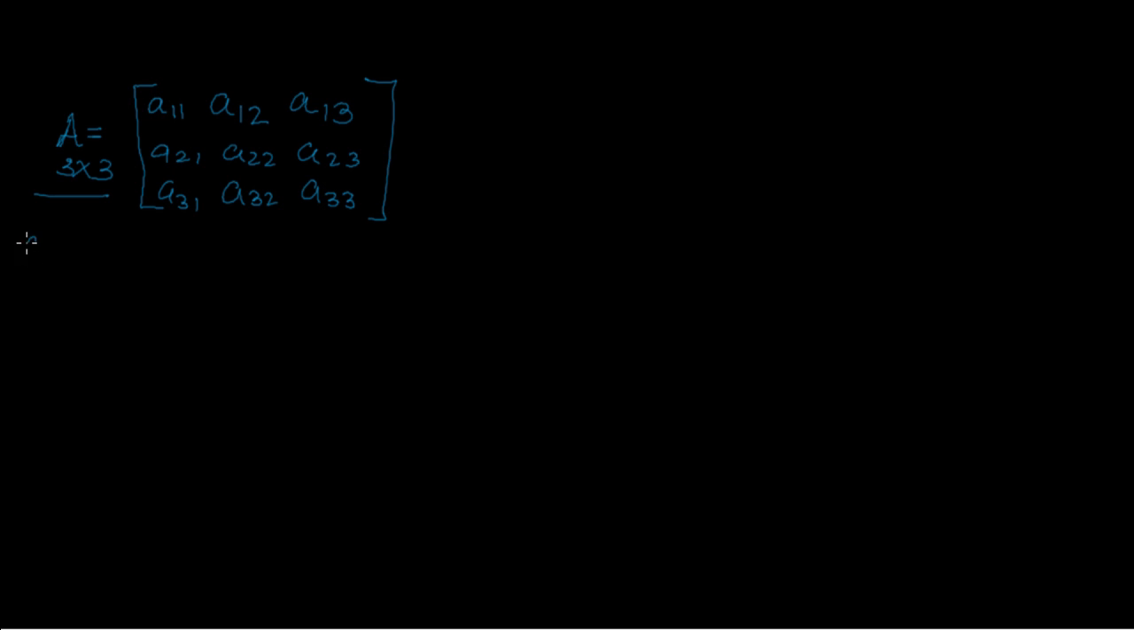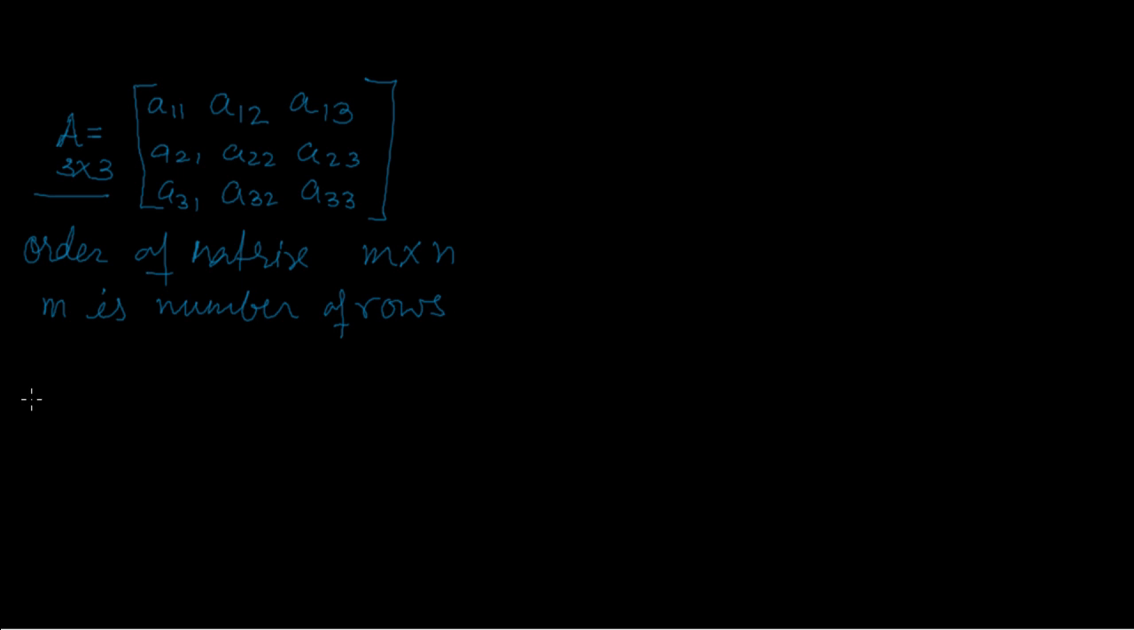Here the order of the matrix is M by N. M is the number of rows, and N is the number of columns. So first we have to write the number of rows, then the number of columns. So here in this way we could represent the matrix.